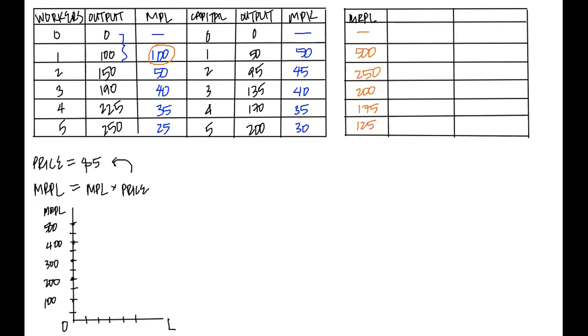So for 1 unit of labor, we see that the marginal revenue product is 500. We put a dot there. For 2 workers, it's 250. 3 workers, it's 200. 4 workers, it's 175. And then 5 workers, it's 125. So we can see there is some kind of trend, and we can just draw in a curve to connect this the best we can.